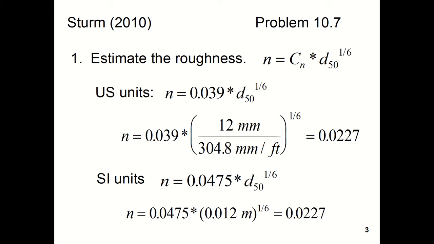So first step would be to estimate the roughness using the predictive equations for Manning's n. In US units, it's n equals 0.039 times D50 to the 1/6. In SI units, n equals 0.0475 times D50 to the 1/6. In the US, you would have to use it in terms of feet, and in the SI, you use it in terms of meters. And you'll notice that the two n values come out to be the same, which they should.